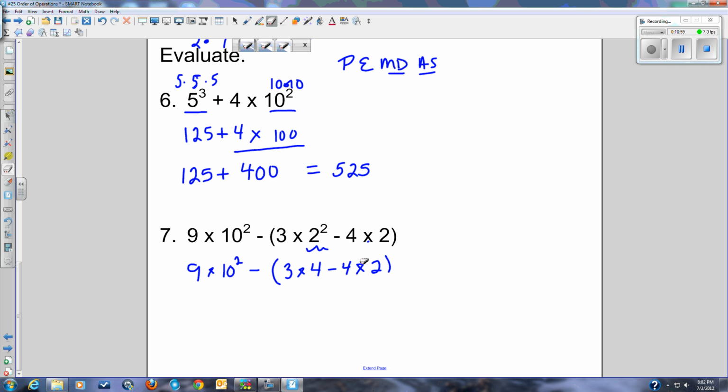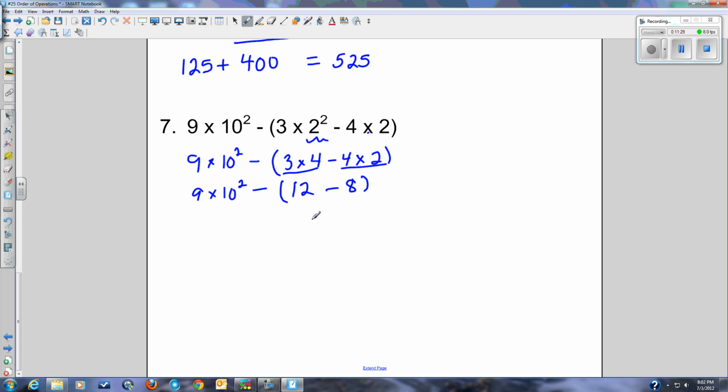Next, we're still inside the parentheses. In the parentheses, we have multiplication, subtraction, and multiplication. So let's take care of the multiplications here. 3 times 4 is 12, and 4 times 2 is 8. So in the parentheses, we now have 12 minus 8. Let's finish the parentheses. 12 minus 8 gives us 4. And we'll just write down the rest of the problem.